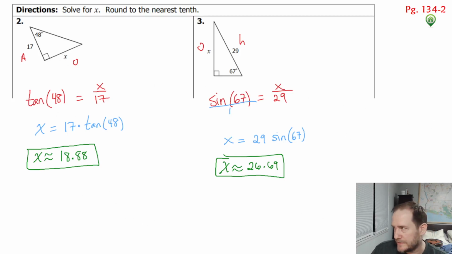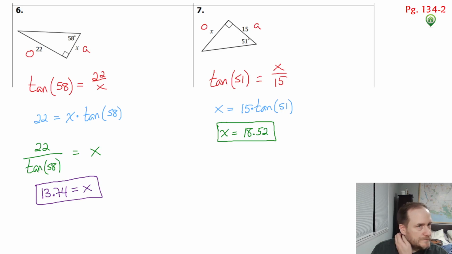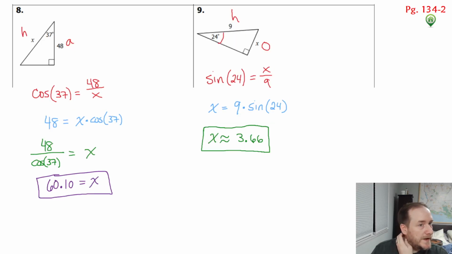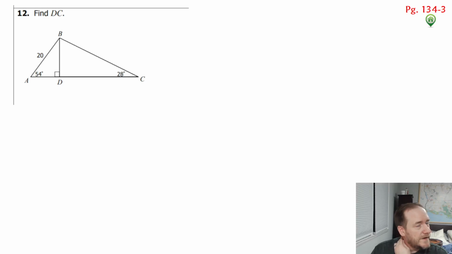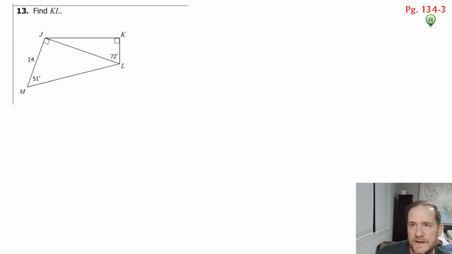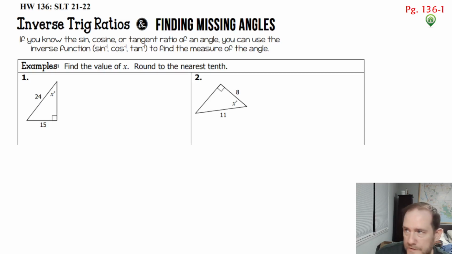Just click pause and you can look these over. But here's the answers to 2 and 3, and 4 and 5, and 6 and 7, and 8 and 9, and 10 and 11, and here's 12. So 12 is a little different. So if anybody is sticking around, I can go through 12 and 13 and one more word problem, another one, but that'll get us up to 136.